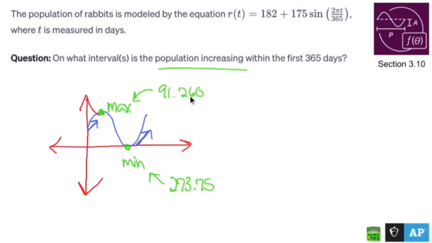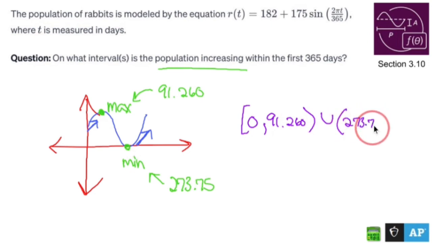Now, the way I write that out in interval notation is it begins increasing right away, so I will include 0. And it goes all the way to 91.260, but I won't include it. Then I've got union. Now it's decreasing for a while, and it picks back up again at 273.75 exactly, and then goes all the way up until 365 days, including. All right, so those are my intervals where these guys are increasing. Fun stuff. Rabbits.